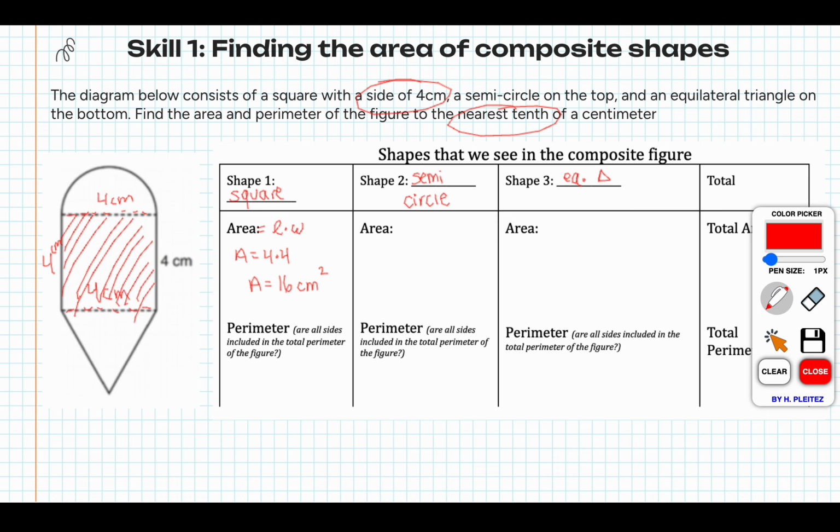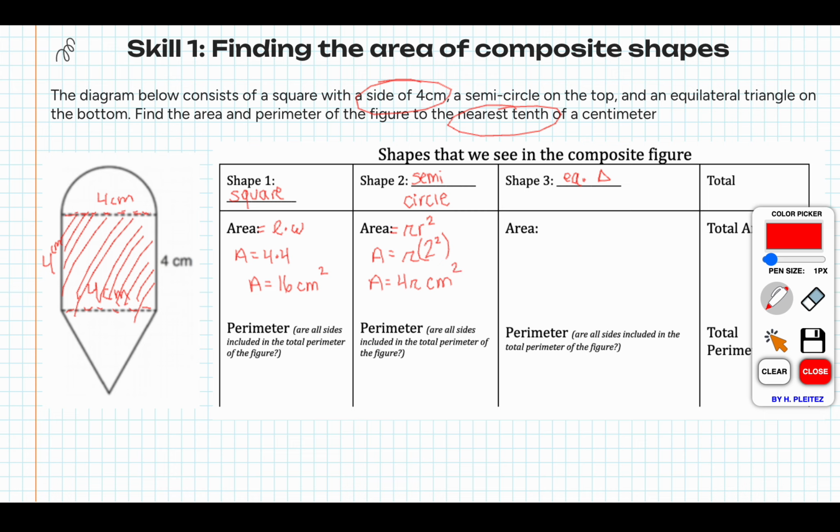Now we're going to do the area of a semicircle. So remember, area of a circle that's given to us is pi times r squared. So the area, we have pi. Now our diameter here is 4 centimeters, which means that our radius is 2. So it's pi times 2 squared, which is going to give us 4 pi centimeters squared.